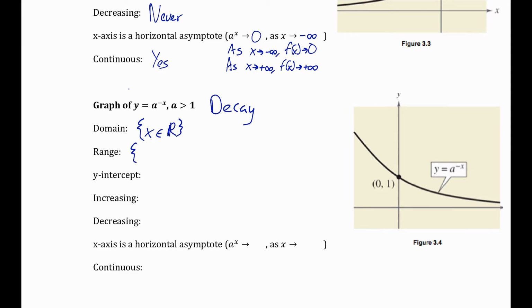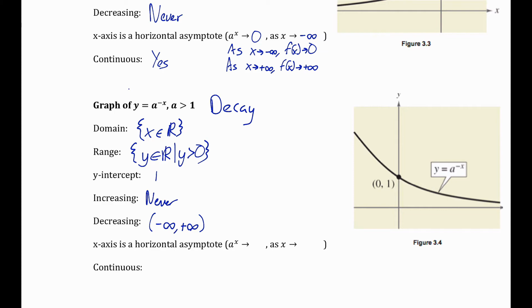The range for the parent function is still the same thing. y is an element of the reals, just as long as our y values are greater than, not equal to, just greater than 0. The y-intercept also has that y-intercept of 1, no change there. It's increasing never. It's decreasing forever, from the left side all the way to the right side.